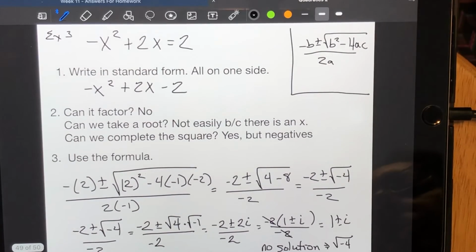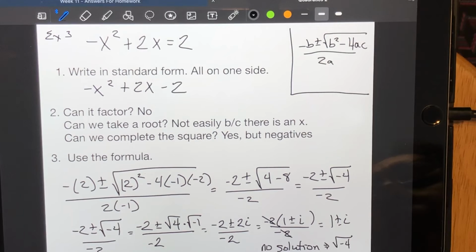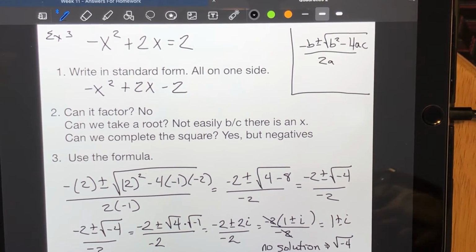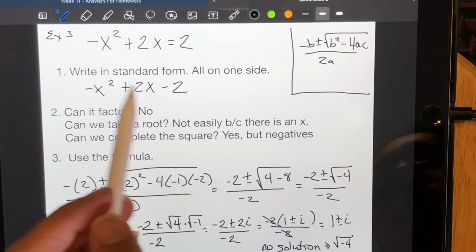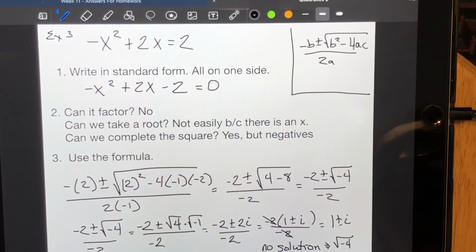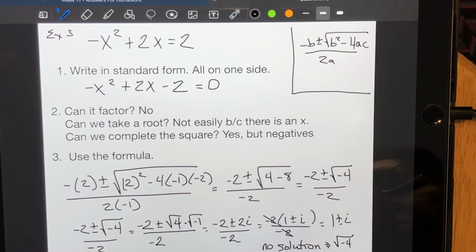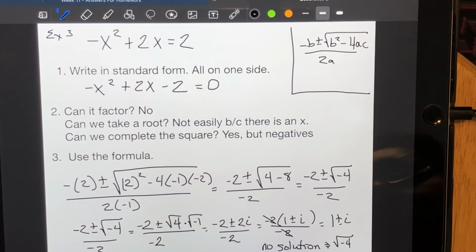Okay, so let's look at this third example. -x squared plus 2x equals 2. Again, the problem is that it's not in standard form. I need to move my 2 over by subtracting it from both sides. I set the entire thing equal to 0. Can it factor? No. Can we take a root? Not easily. Could we complete the square? Yeah, but there's several negatives involved, and we just don't want to go there on that one. For this one, we're going to choose to use the formula.